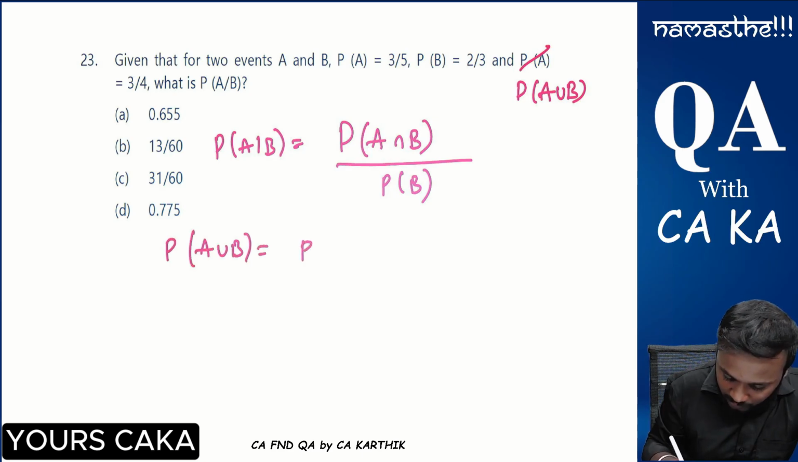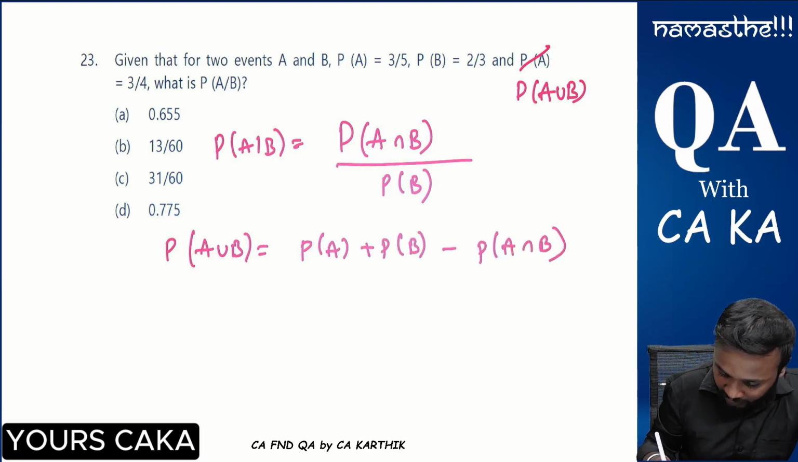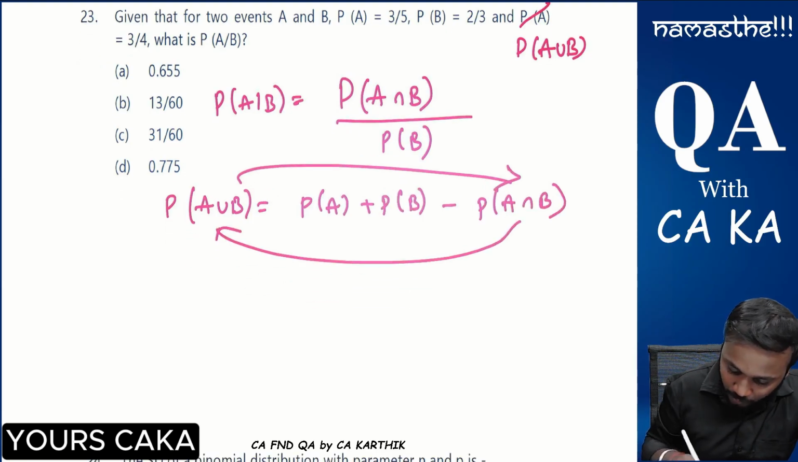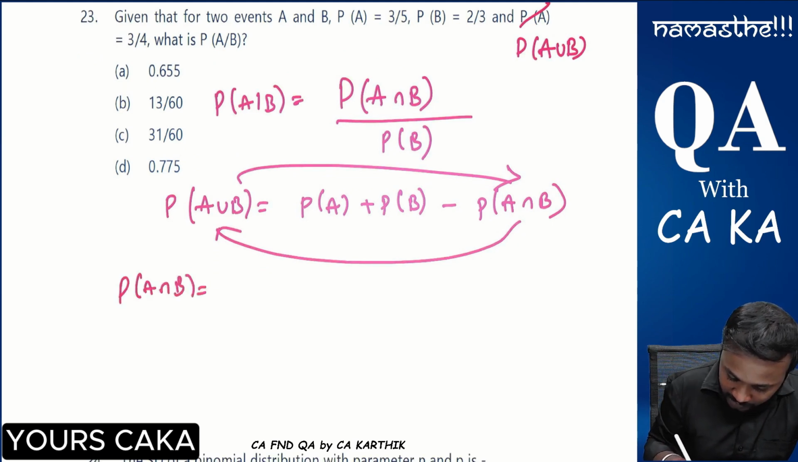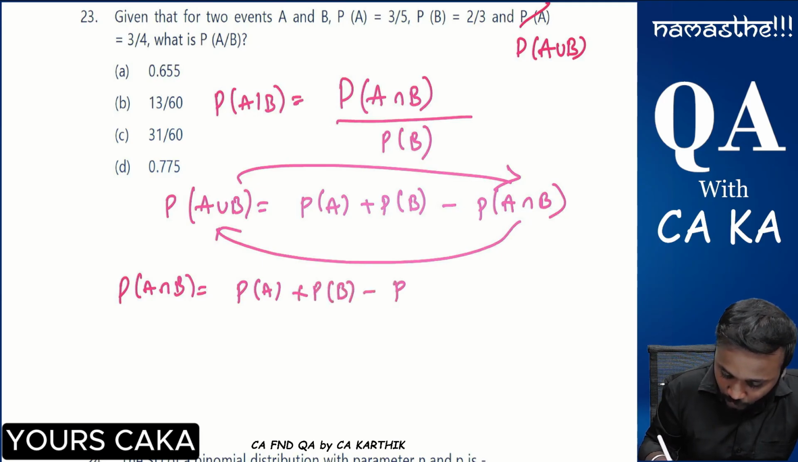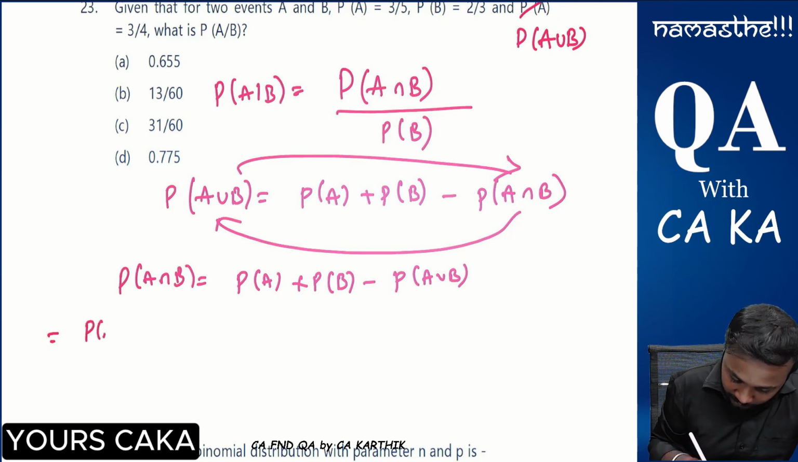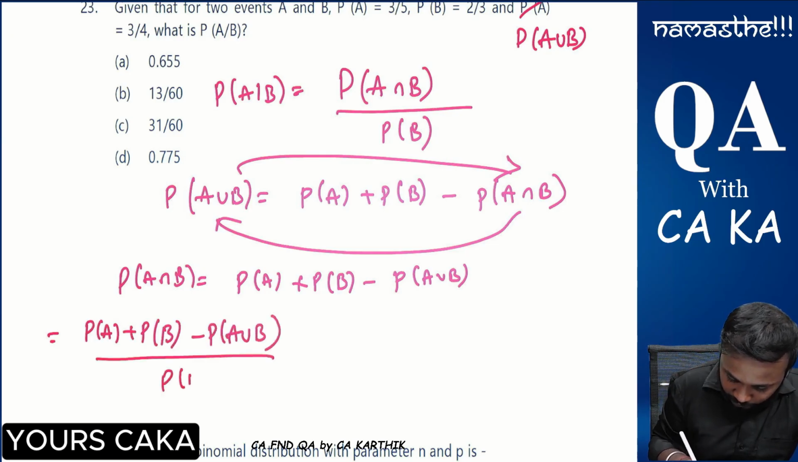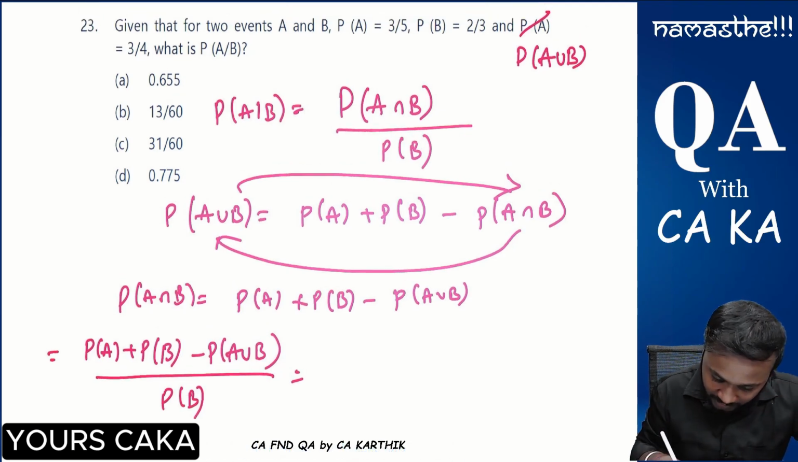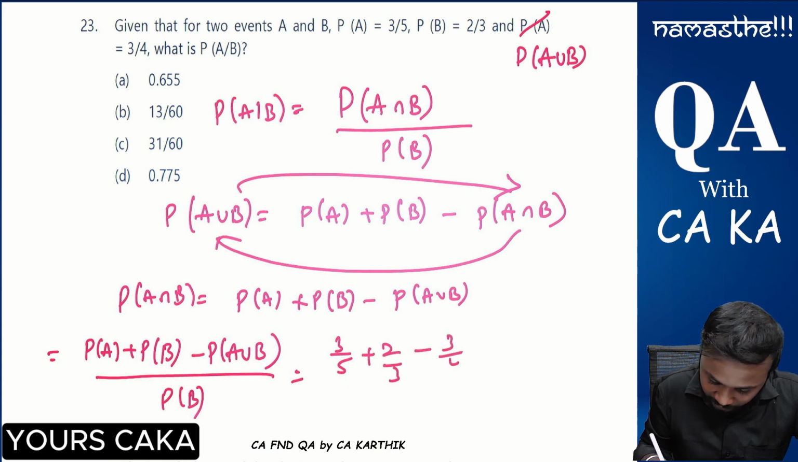P of A union B is equal to P of A plus P of B minus P of A intersection B. When you interchange this to here and this to here, you'll get the formula of P of A intersection B is equal to P of A plus P of B minus P of A union B. Now substitute the values. So P of A plus P of B minus P of A union B, divided by P of B. So take the fraction values and you'll get the answer. P of A is 3 by 5 plus 2 by 3 minus 3 by 4.